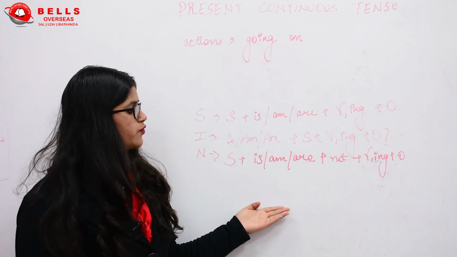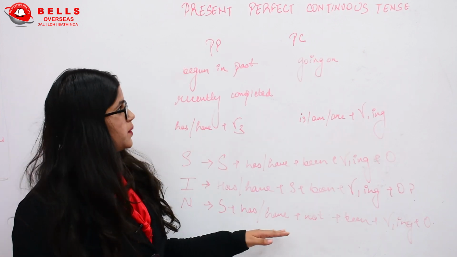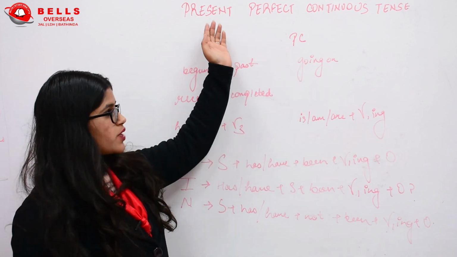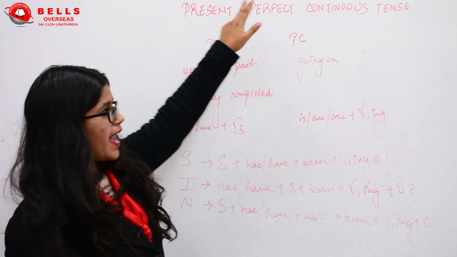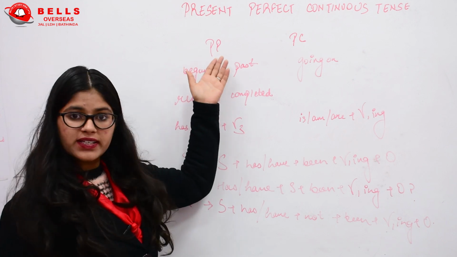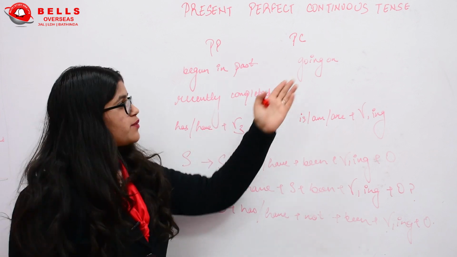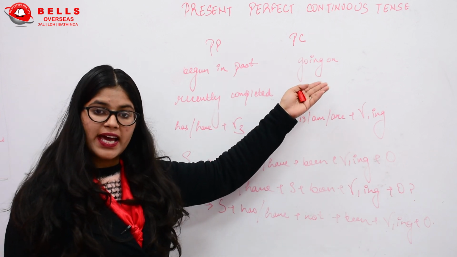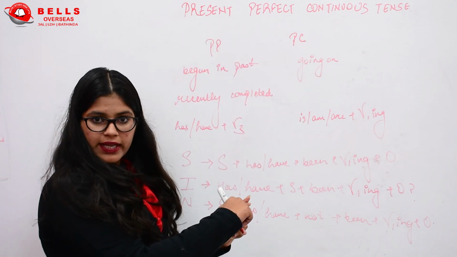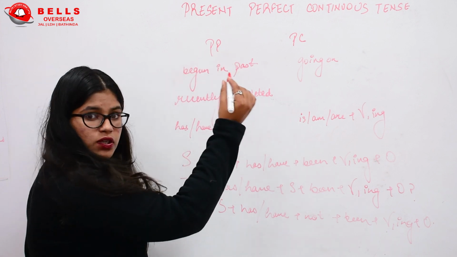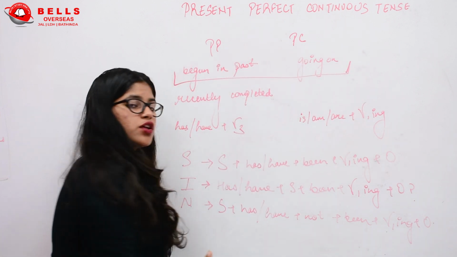Now we'll move further to the last type of present tense, which is present perfect continuous tense. And here we are with the last type of present tense, present perfect continuous tense. Now we have discussed present perfect tense and present continuous tense. In present perfect tense, we have the actions that began in past and have been completed recently. In present continuous tense, we have those actions that are going on. Now present perfect continuous tense is a mixture of these two tenses. We have present perfect continuous tense as the actions that begin in past and are still going on.